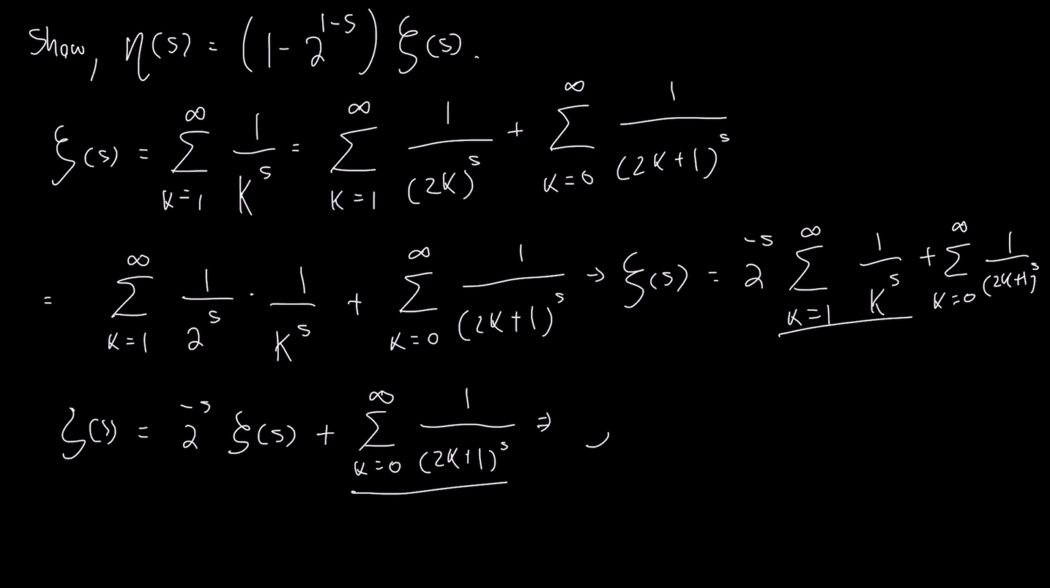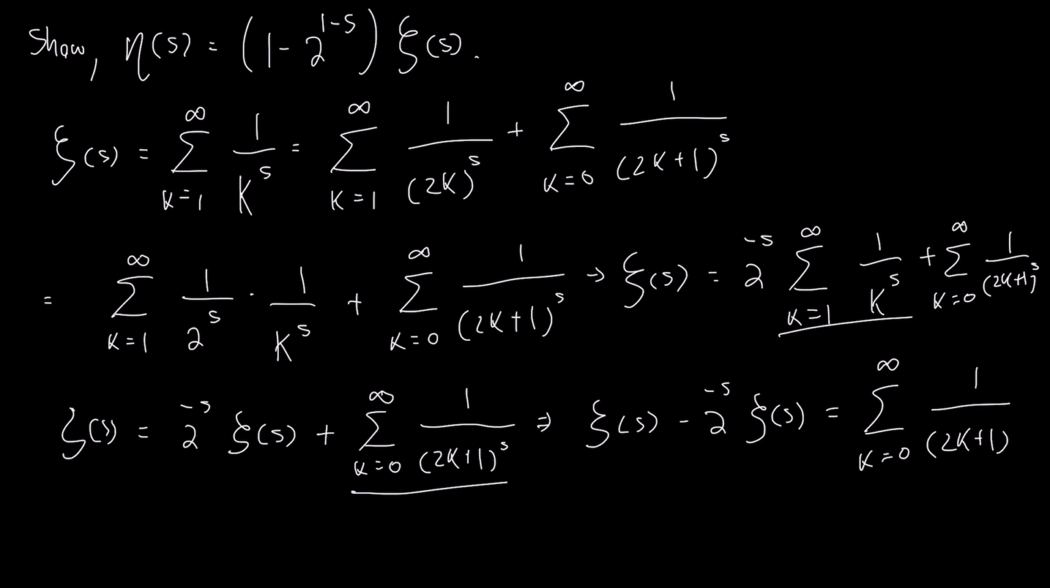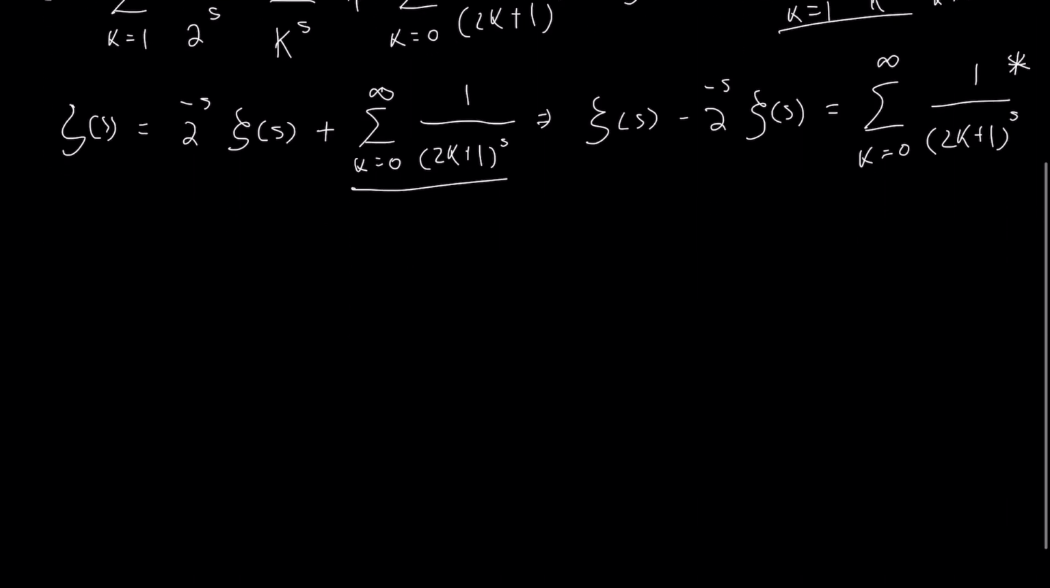So this means that zeta s minus 2 to the negative s zeta s is the sum from 0 to infinity, 1 over 2k plus 1 to the s. So we'll hold on to this for now. And now we'll do the same thing but for the eta function.